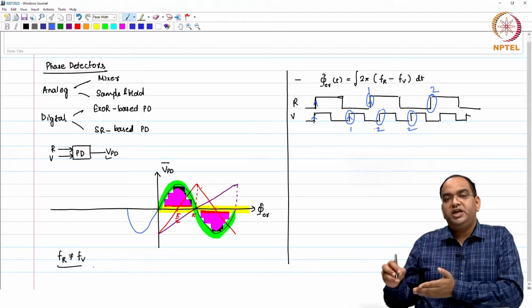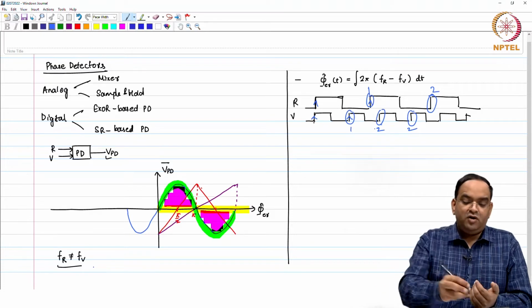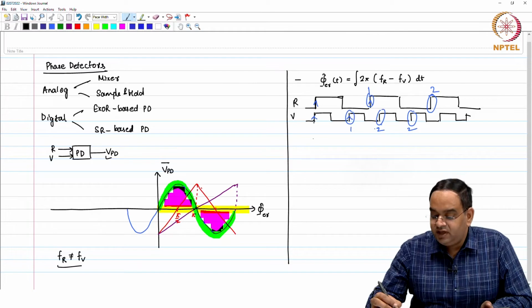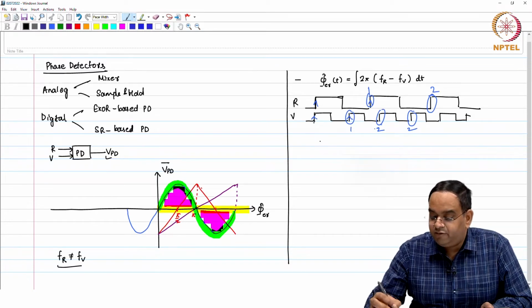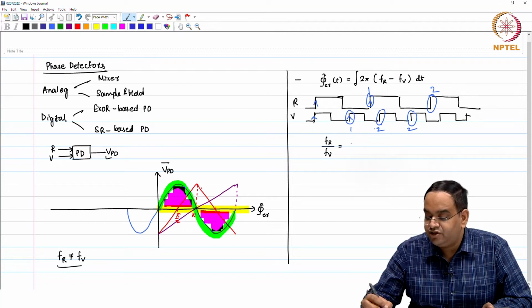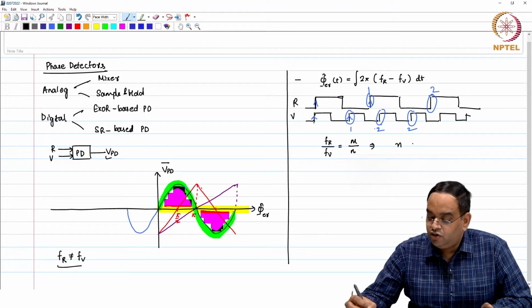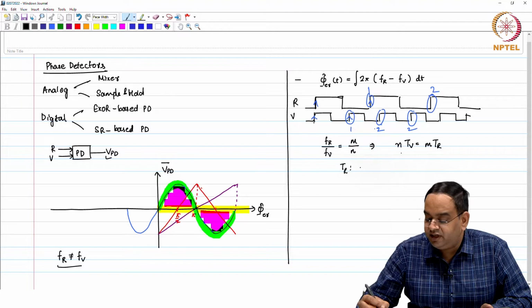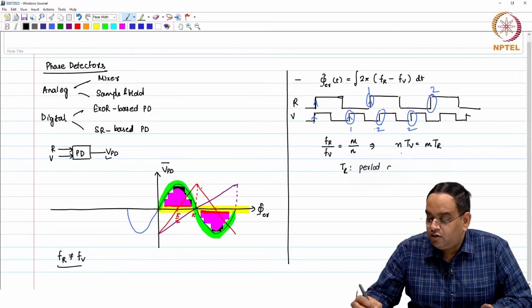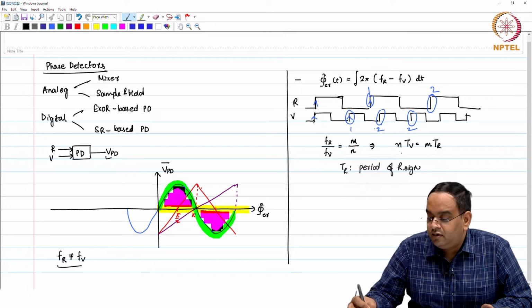So, this error will keep on increasing, and depending on the frequencies, what you will see is, for example, if FR and FV are different frequencies, then whatever ratio they have, FR over FV, just for example I am writing that ratio as M over N, right. It implies that N times your TV is equal to M times TR, where TR and TV are clock periods for R and V signal. Period of R signal and period of V signal.